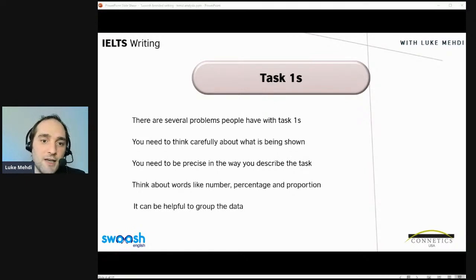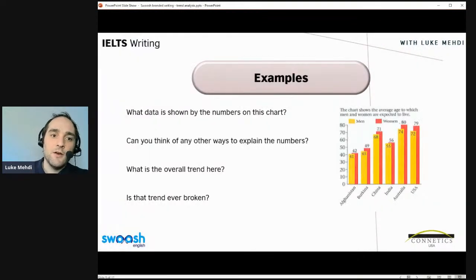So as I said, think about words like numbers, percentages, and proportions. You can't always use number and percentage interchangeably, especially if the data is showing different years. So be really careful with that. And as I said, to avoid this excessive detail, it can be helpful to group the data.